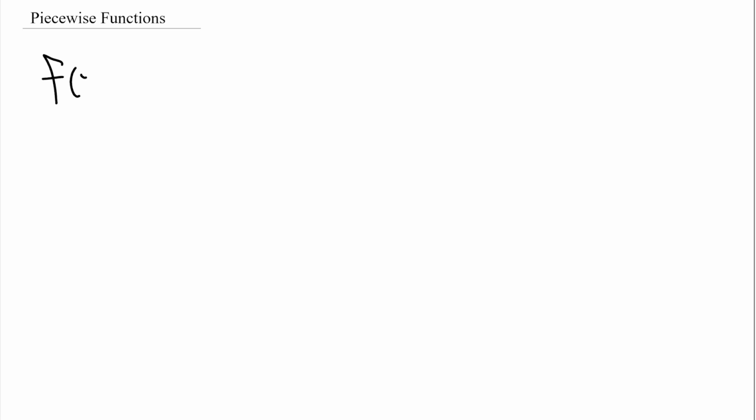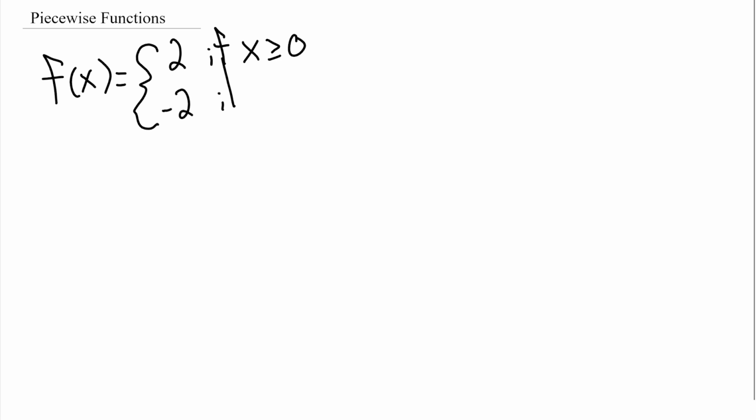So let's just take a look at a simple example first. This is how we would write the notation. We write f of x equals, and then we put a left brace, but a bit of a larger brace, so that we know that all of this is part of the function. So maybe we say that the function is equal to 2 if x is greater than or equal to 0, and negative 2 if x is less than 0.